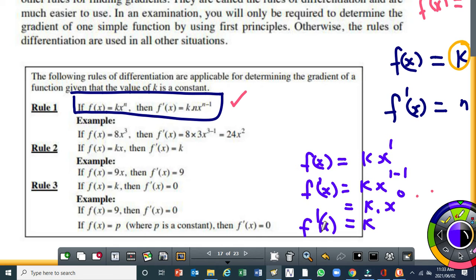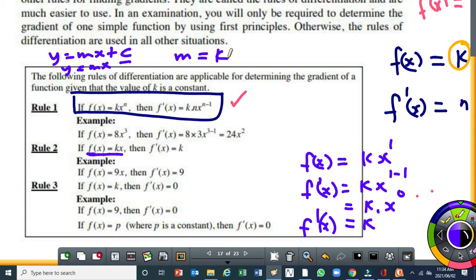So that's what rule number 2 says. If you multiply any variable, in this case x, by any constant, and then you want to find the derivative, that derivative will be equal to the constant. In actual fact, this is very interesting, because this function here is a linear function. Remember, a linear function is of the form y equal to mx plus c. If the c is 0, it becomes y equal to mx. So if you compare this and that, you are going to find that your m will be equal to your k.